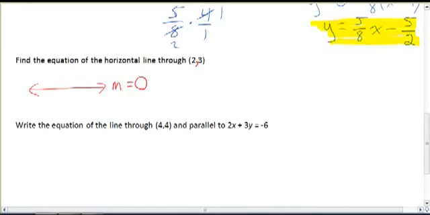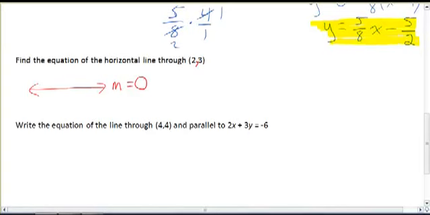Now, don't get that confused with a vertical line. A vertical line has undefined slope. But a horizontal line has a slope equal to 0. Okay, it has a slope, it's just equal to 0. Okay, so think about what's happening here.